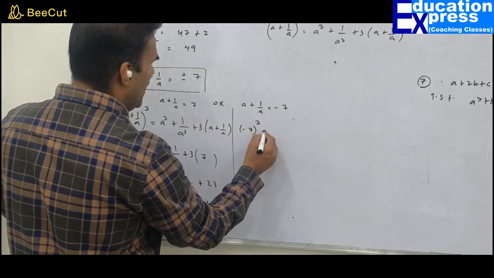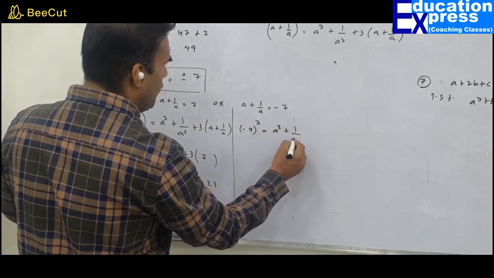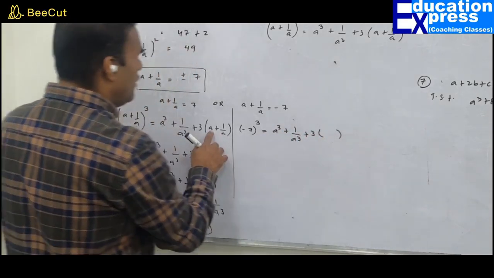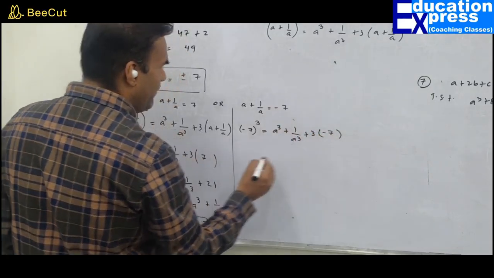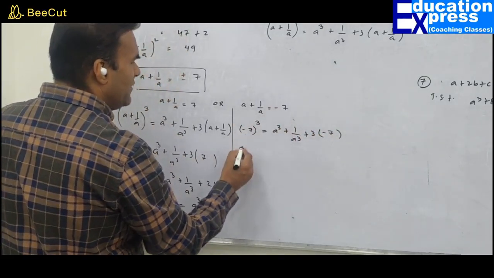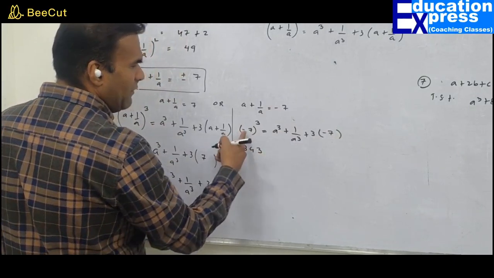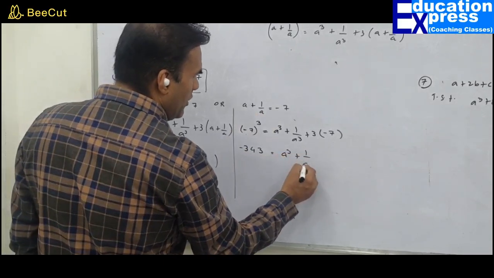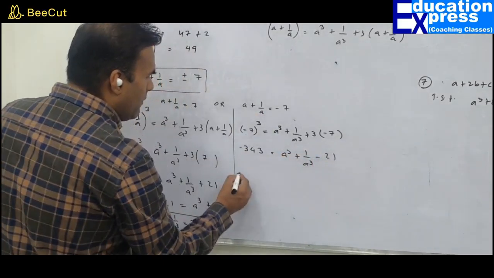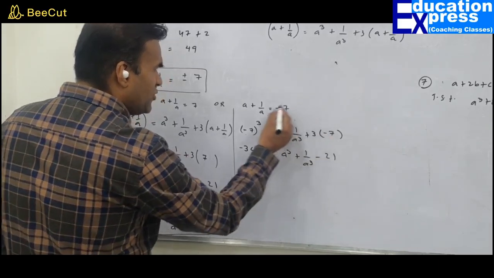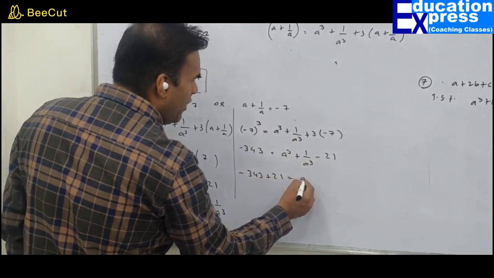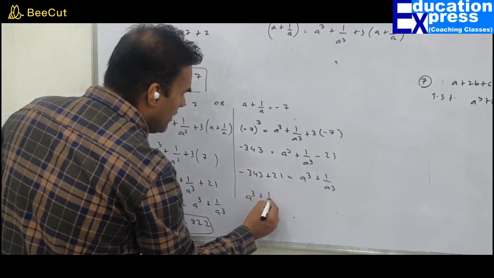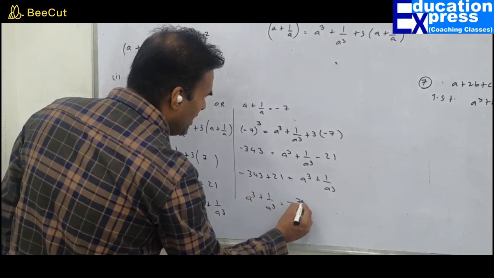The whole cube equals a cube plus 1 upon a cube, plus 3 times the value of a plus 1 upon a, which will be minus 7. So 7 sevens are 49, 49 sevens are 343, but negative because negative is there, so the value is minus 343. A cube plus 1 upon a cube minus 21 equals minus 343. Please bring this 21 on this side. Plus 21, so a cube plus 1 upon a cube would be minus 322.